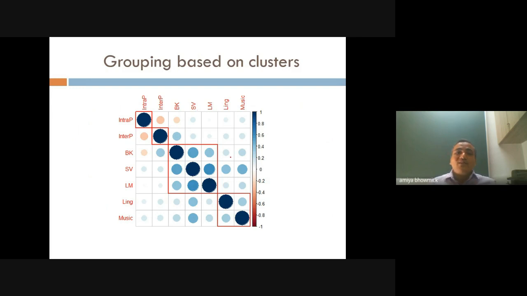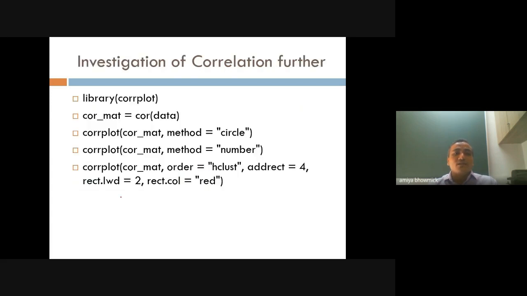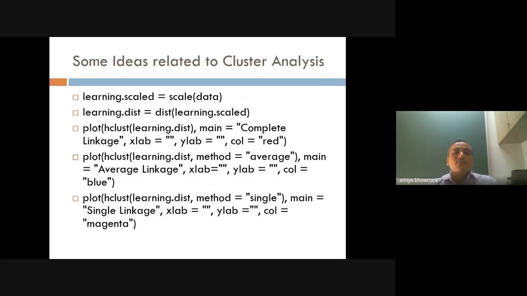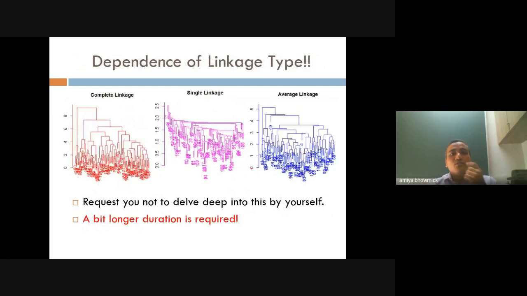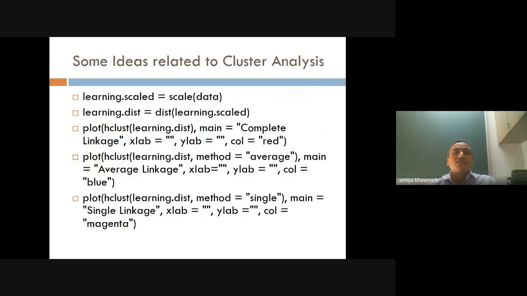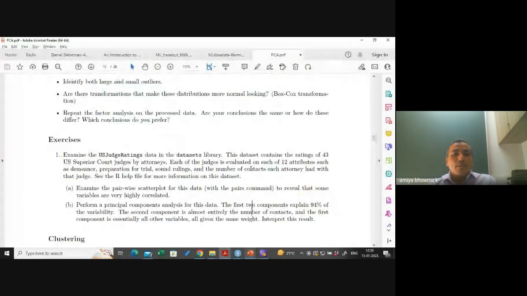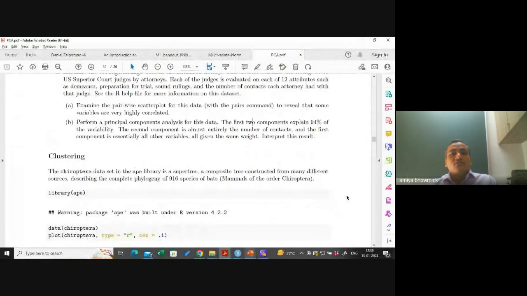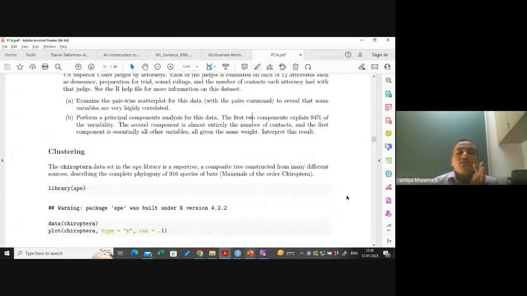This also provides correlation-based clusters. Since clustering is a part of it, this function itself provides correlation-based clusters. The function hclust, which I will discuss now, is the main function for performing clustering analysis in R. I think I'll just talk about this. Is there any query related to factor analysis and PCA?